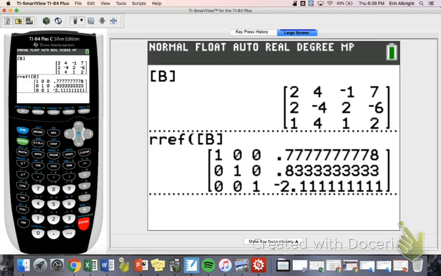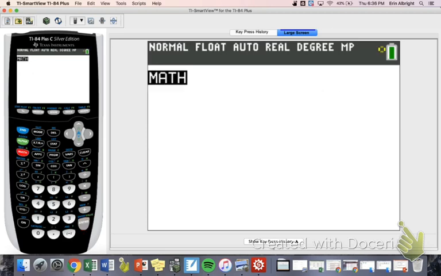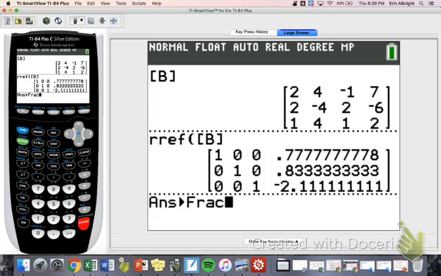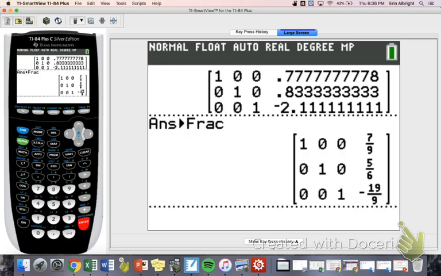So your calculator will do that for you. You have this math button off on the left, the third one down on the left-hand side. And if I click on that, I get this screen, and my very first option is this arrow to frac. And if I select that and click enter, it'll take my answer, the matrix from right up above, and convert it all into fraction form, and I get my solution matrix.